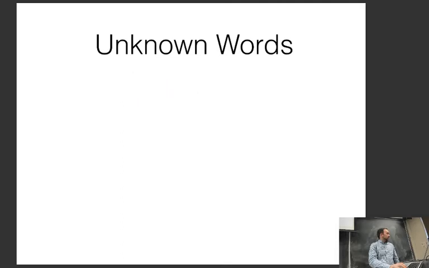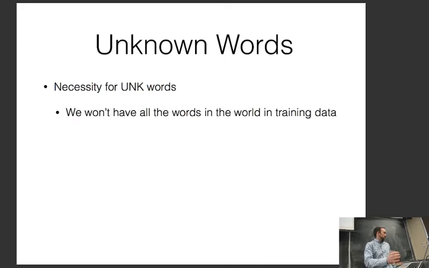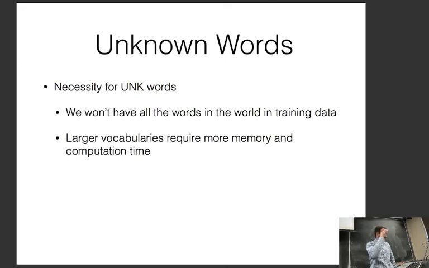You will always have unknown words, which are basically words that appear in your test data but do not appear in your training data. So we don't have all the words in our world in our training data. But on the other hand, if you use all of the words in your training data in your neural network model, larger vocabularies generally require more memory and more computation time.